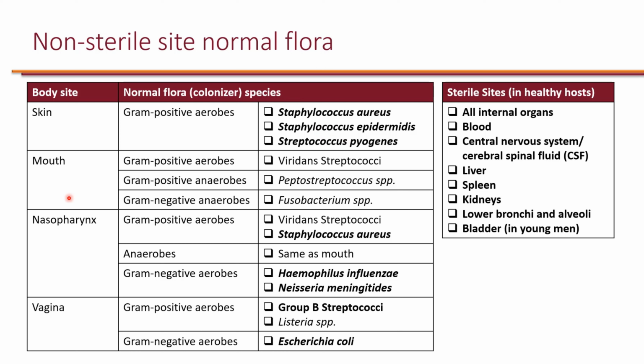There are obviously oral flora in the mouth. So, Fusobacterium, Peptostreptococcus, and Viridans streptococci. And then for the nasopharynx, again, Viridans streptococci, Staphylococcus aureus. The reason I have bolded some of these is that they are the ones that are clinically important, so you should definitely know them for sure.